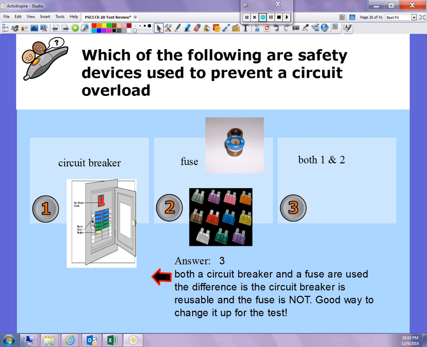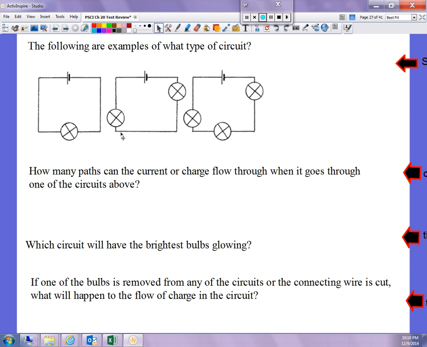So one of the key things that you have to understand is this is reusable, this is not. They both are used to prevent an overload of the circuit. They're both used to interrupt so that we don't have a fire or safety issue. But that one's reusable. All right, moving on.